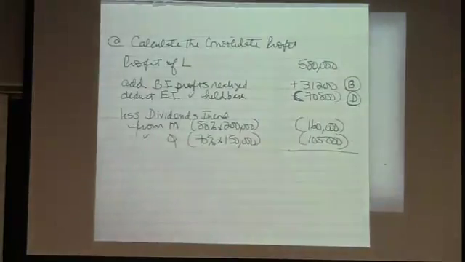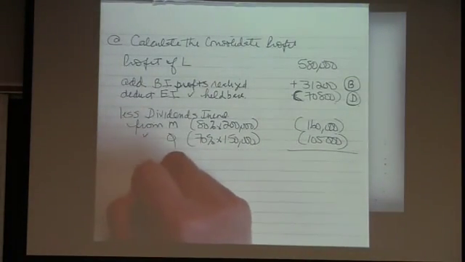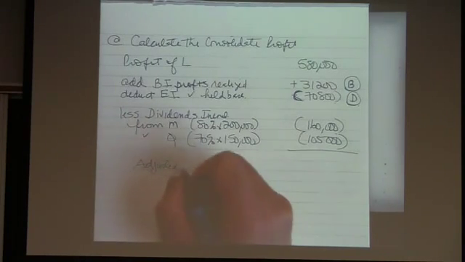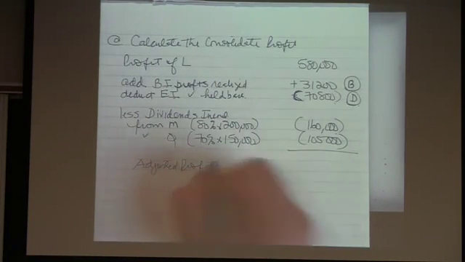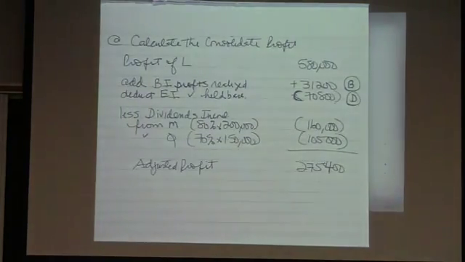Overall profits, the adjusted profits for L is 275,400. Okay, so that was a bit tricky, wasn't it?